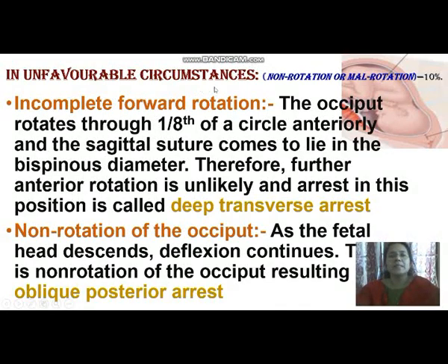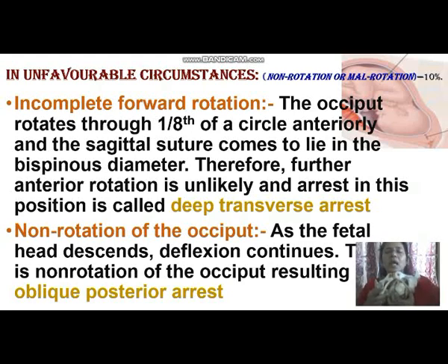In unfavorable circumstances, what will happen? Non-rotation or malrotation. If it occurs, what will happen? Incomplete forward rotation. If the head is not rotated, that is an incomplete forward rotation. The head is like this. It has to rotate and come down to like this. So there is incomplete rotation through 1/8 of the circle anteriorly, and the sagittal suture comes to lie in the bispinous diameter. Therefore further anterior rotation is unlikely, and arrest occurs in the position of deep transverse arrest.